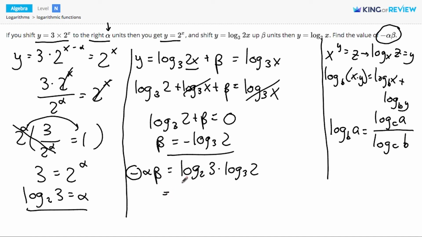That's an easy base. Using the change of base formula, the first fraction turns into log base 10 of 3 over log base 10 of 2. The second one turns into log base 10 of 2 over log base 10 of 3. And now we can see what happens. Log of 3 on the top and the bottom cancel, log of 2 on the top and the bottom cancel, and we are left with 1 over 1, or just 1.